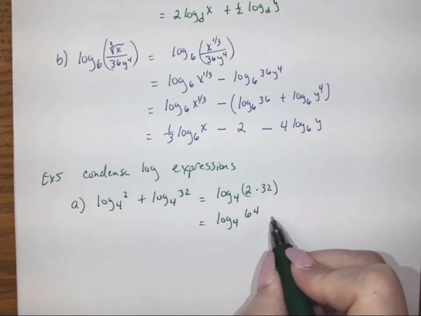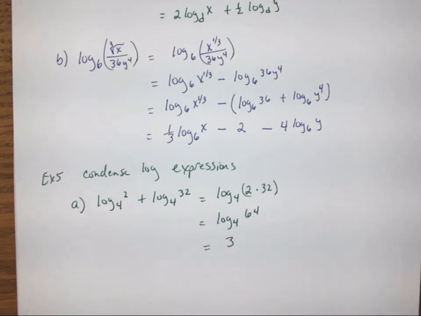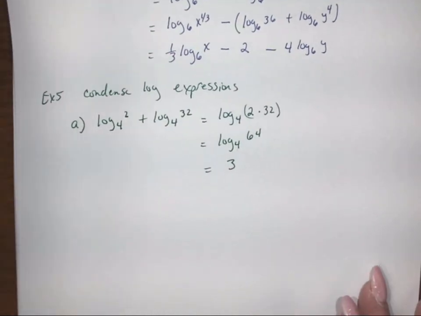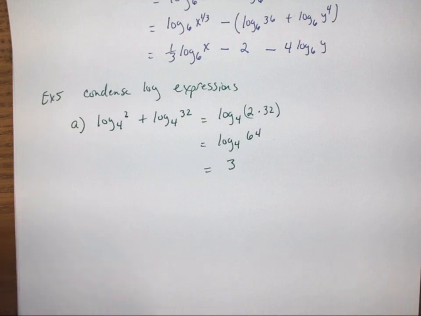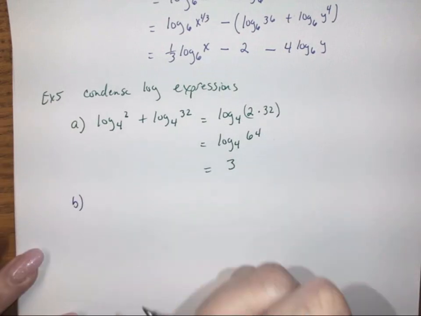Well, 4 to what power gets us 64? It is 3. So we can actually take this all the way down to a final answer. They won't all go that way. But in some cases you will. So you just have to really pay attention when you're doing your homework.